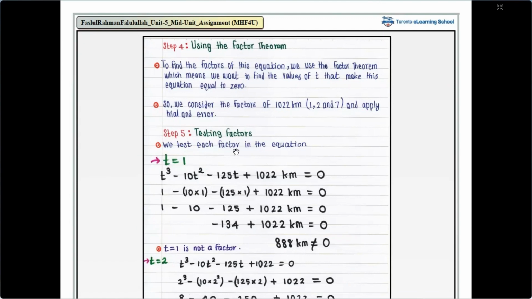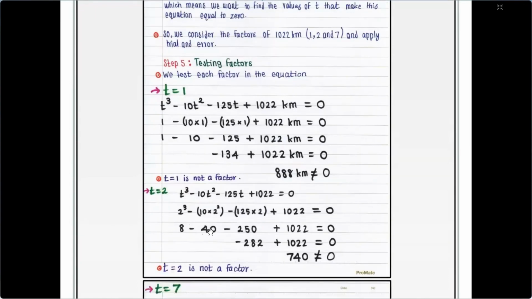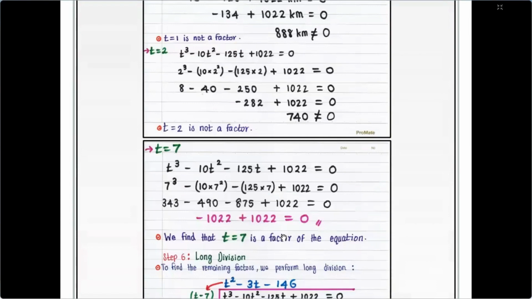Step 5, testing factors. We test each factor in the equation. So if we test t equal 1, it will become 888 kilometers. So t = 1 is not a factor. If we test t = 2, it will become 740 kilometers. So t = 2 is also not a factor.